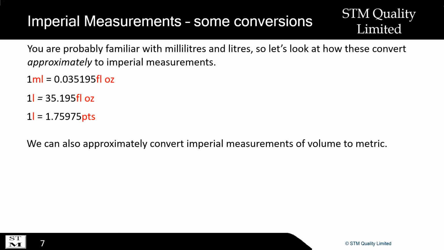We can also approximately convert imperial units of volume to metric. 1 fluid ounce is equal to 28.413 milliliters. 1 pint is equal to 568.261 milliliters. 1 gallon is equal to 4.54609 litres.